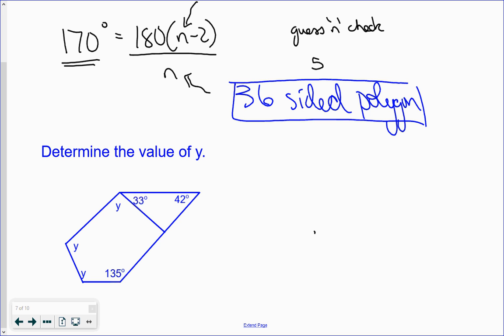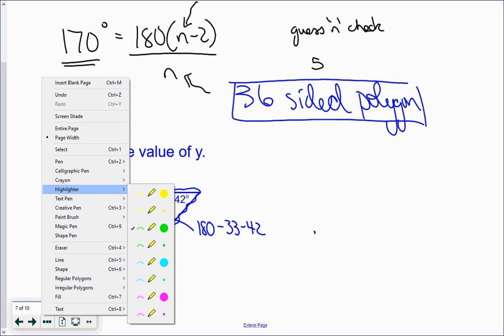Okay, so I'm going to start on this triangle right here. So I know 2 of the corners, so I can find this third one. So I would go 180 minus 33 minus 42. And I get out 105 degrees. So this is 105. Now I see I have a straight line here. So this would be 180 minus 105. So that's 75 degrees.